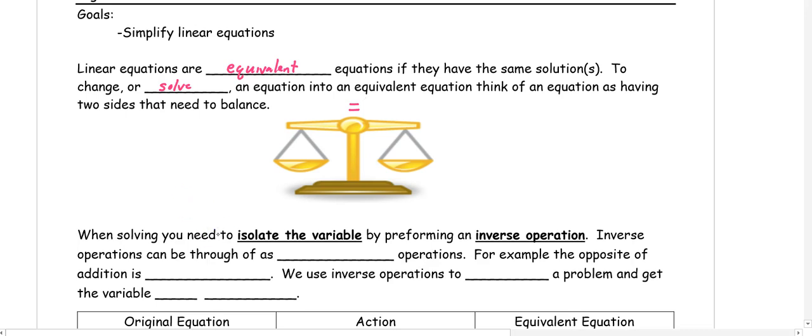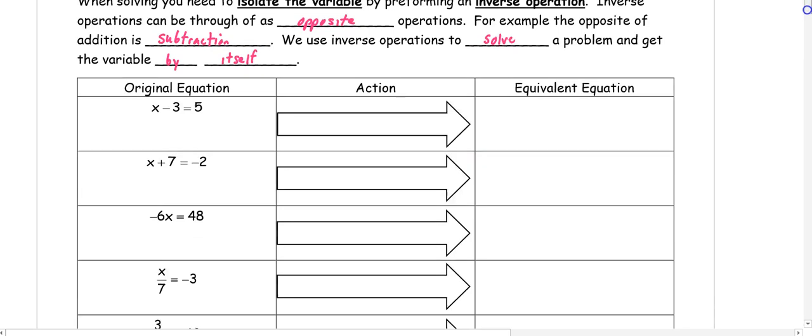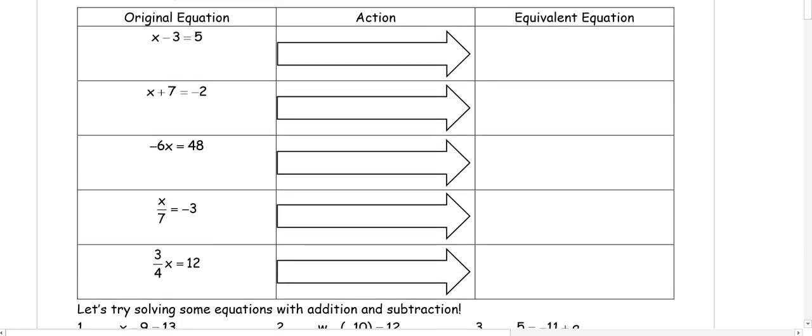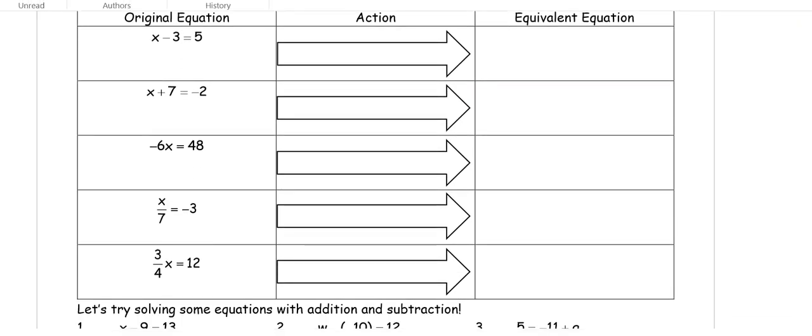So when you are solving, you need to isolate a variable by performing inverse operations. Inverse operations can be thought of as opposite operations. So for example, the opposite of addition is subtraction. We use inverse operations to solve a problem and to get the variable by itself. So let's use inverse operations to solve for a variable today. First we're going to start easy, with one-step equations, and getting to know what our inverse operations are.